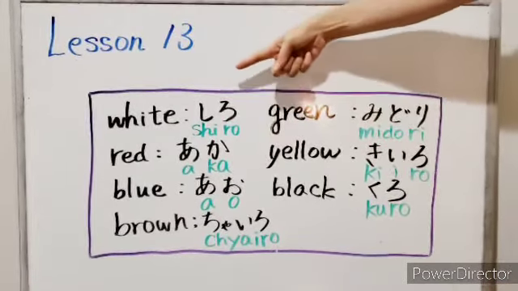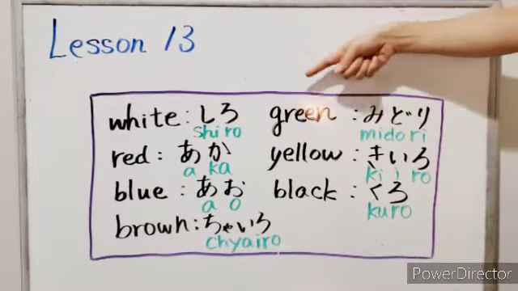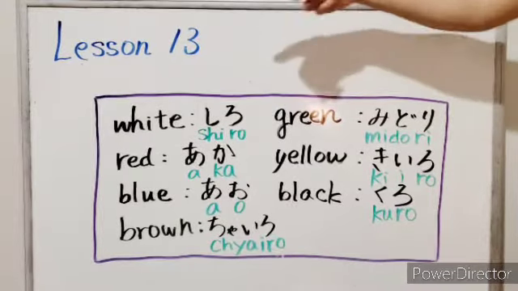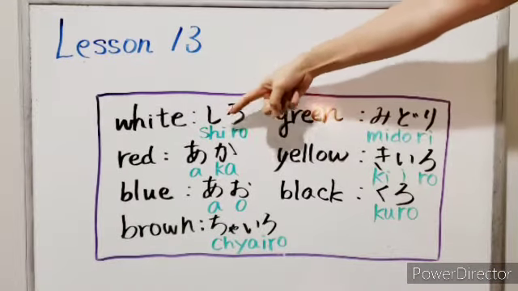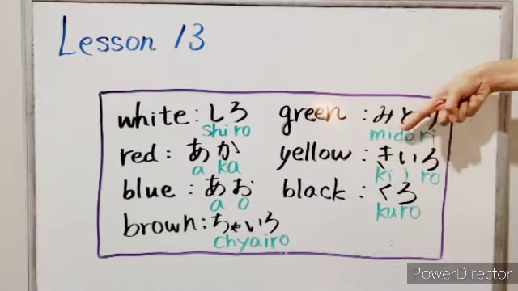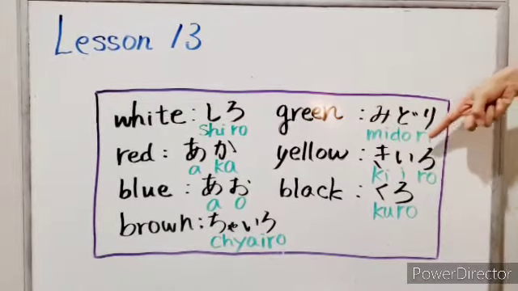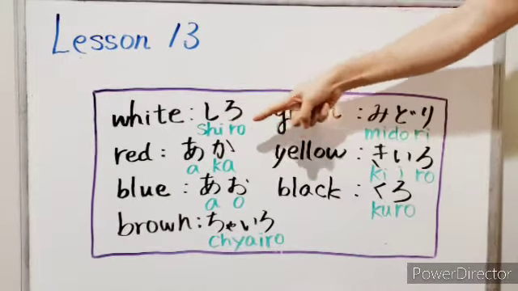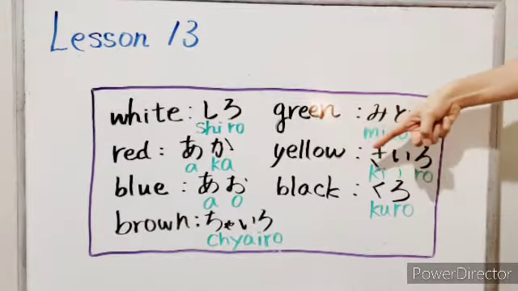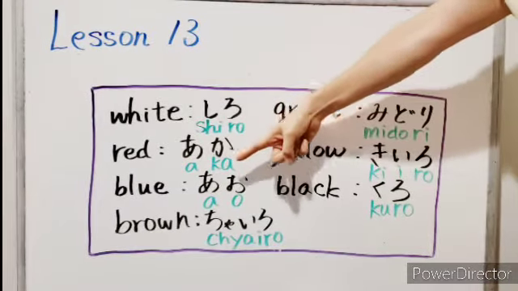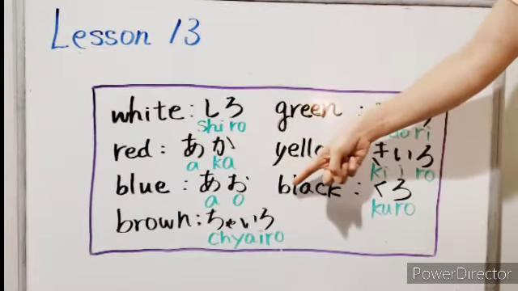White, 白. Green, 緑. Red, 赤. Yellow, 黄色. Blue, 青. Black, 黒. Brown, 茶色.